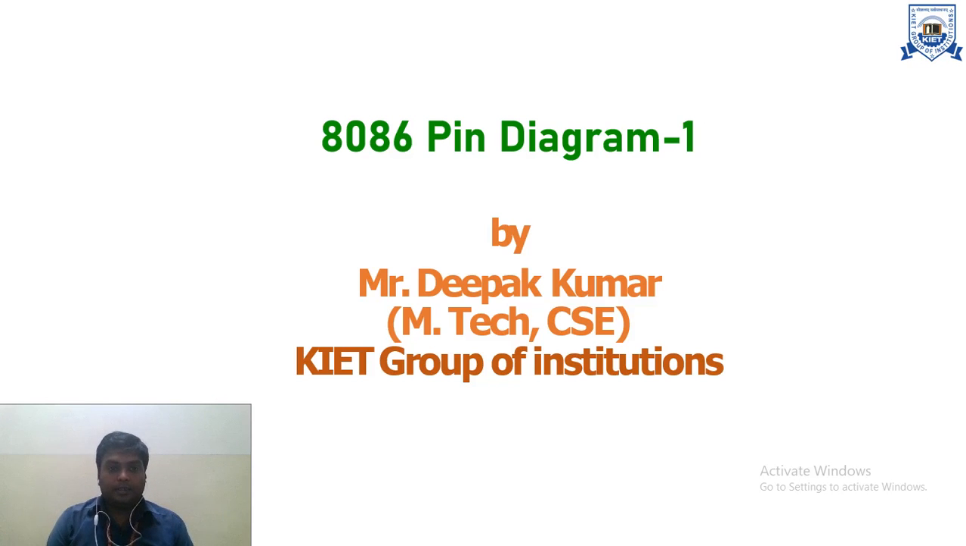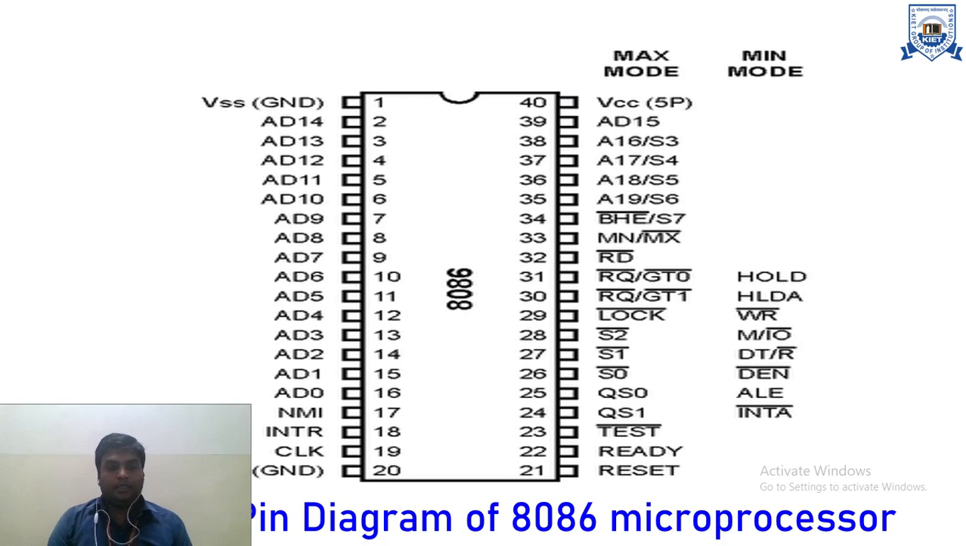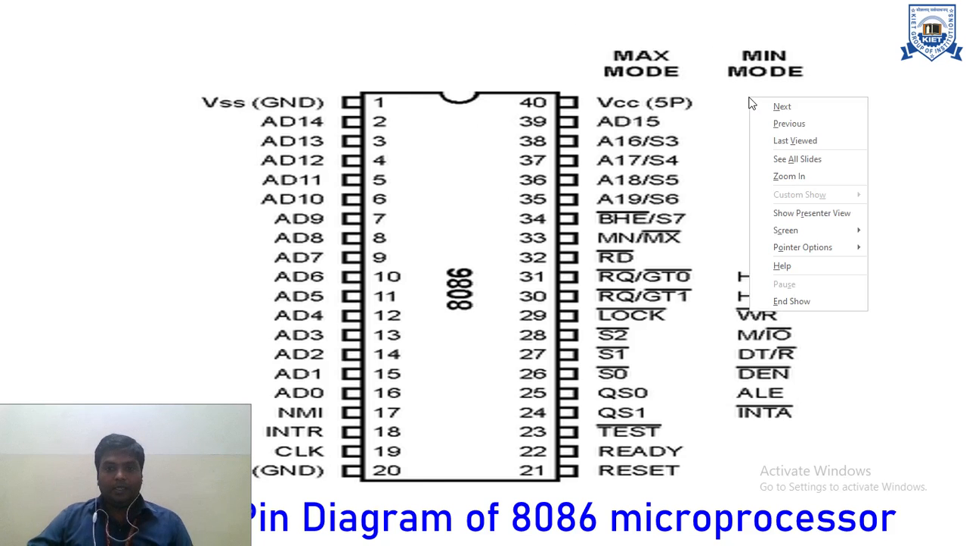In this lecture, we will discuss the concept of the 8086 pin diagram. As I told you, when we are talking about 8086, we have 40 pins in a dual in-line package of 8086, out of which 20 pins are on the left side and the remaining 20 pins are on the right side.